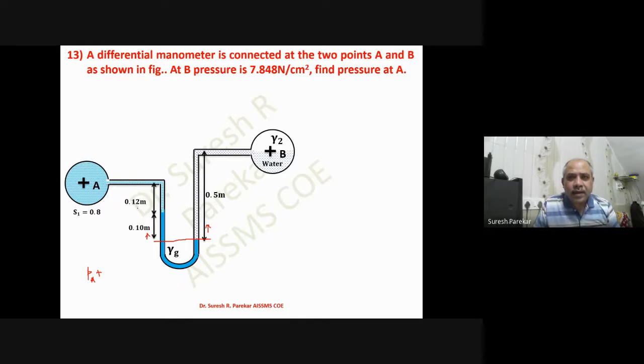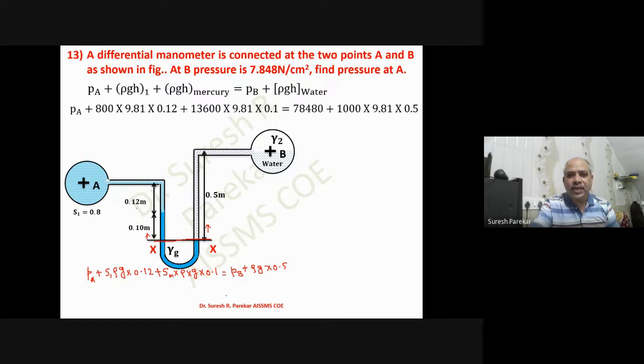Now this will be the liquid in the pipe. On this side we have water, and here we have 800. So if I say it is S1 into rho into g into 0.12, plus the specific gravity of mercury into rho into g into 0.1, and then this will be equal to Pb. Now we have water, so directly rho into g into 0.5, and then we are in a position to write down the level difference. So you can see this, equal to this, and we will get the value.